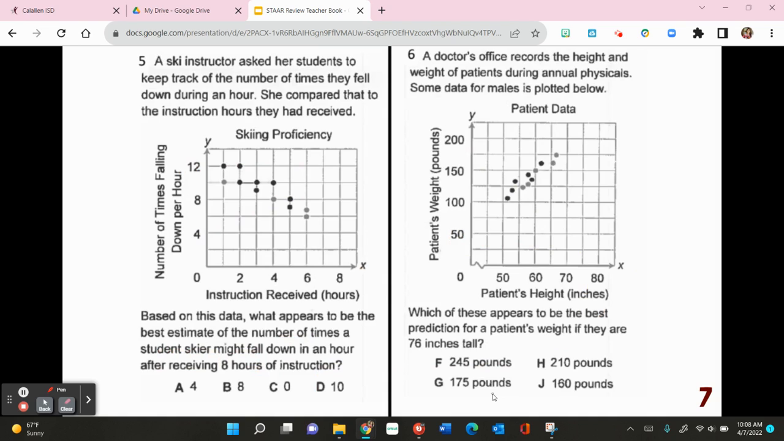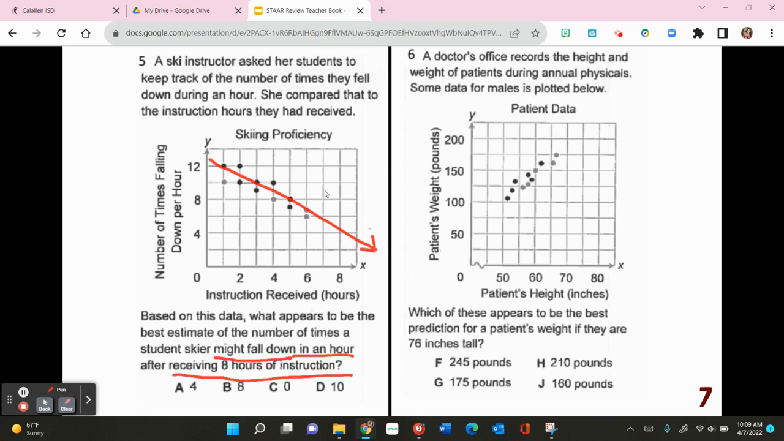Looking at number 5, it says a ski instructor asked her students to keep track of the number of times they fell down during an hour. She compared that to the instruction hours they had received. So if we look at our graph, we have instruction received as our X variable and number of times fallen as our Y. Based on this data, what appears to be the best estimate of the number of times a student skier might fall down in an hour after receiving 8 hours of instruction? So I am looking for the number of times that this skier might fall if they have received 8 hours of instruction. So the first thing you should do again is to draw your trend line.